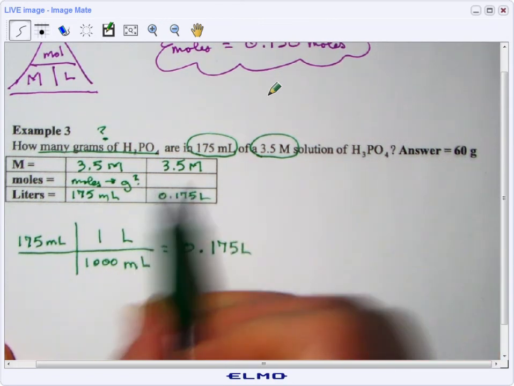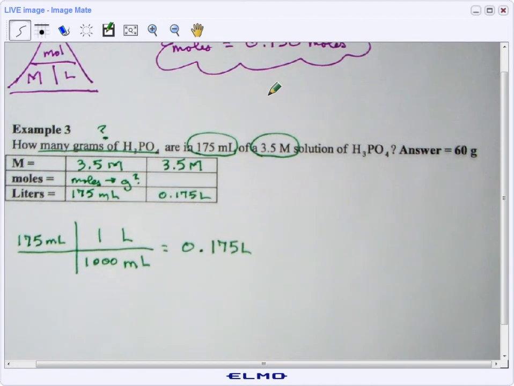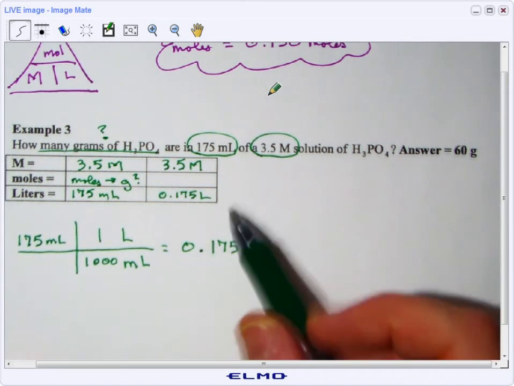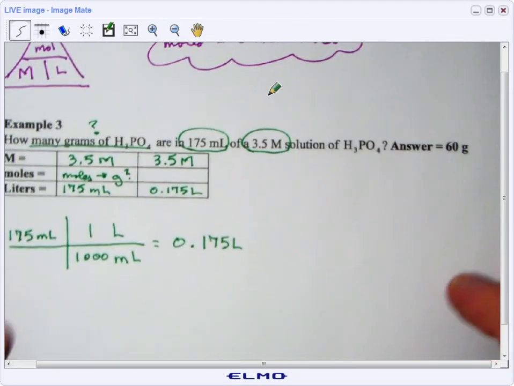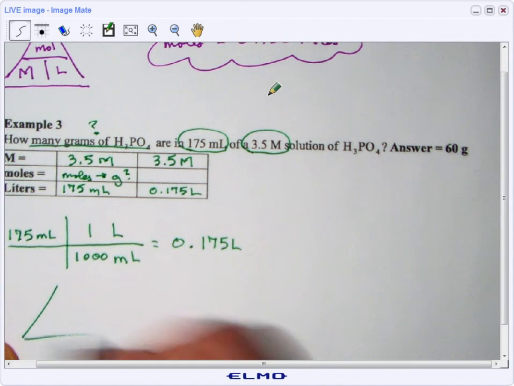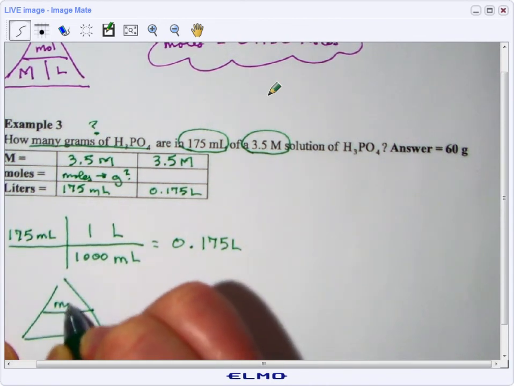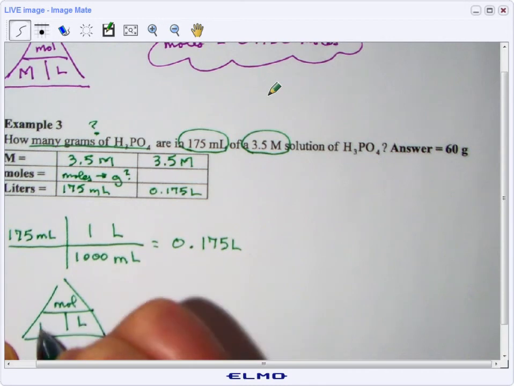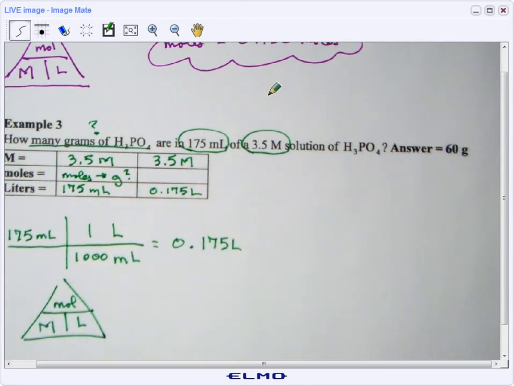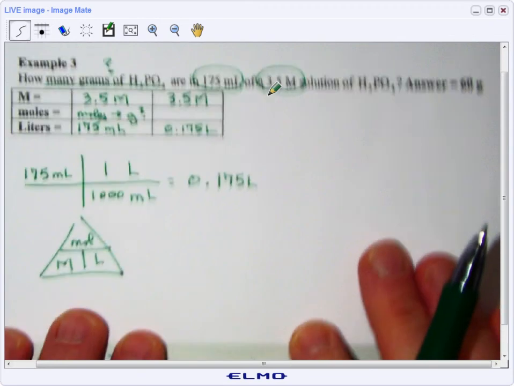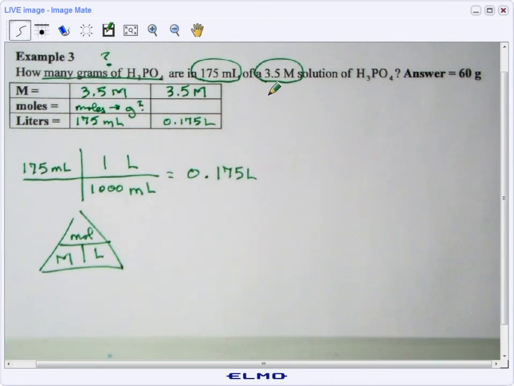And I have to recognize then that I need that third box. Well, I can't find grams until I find moles. So again, repetition. Do it over and over again. Takes me all of about 5-6 seconds to write that out.